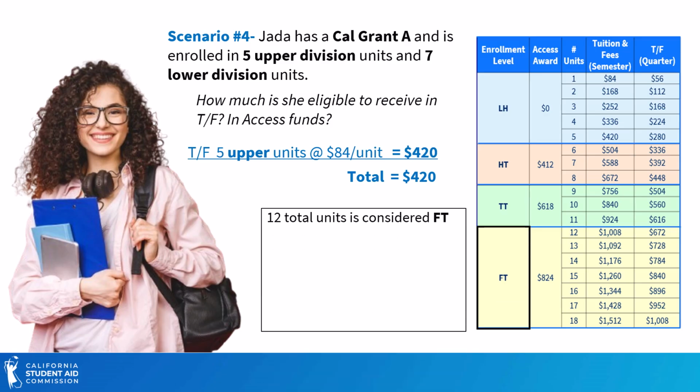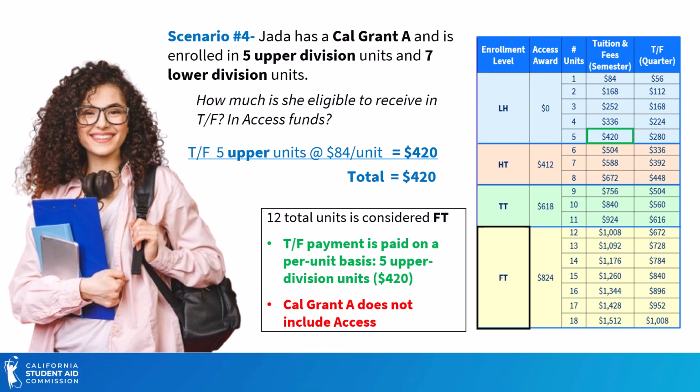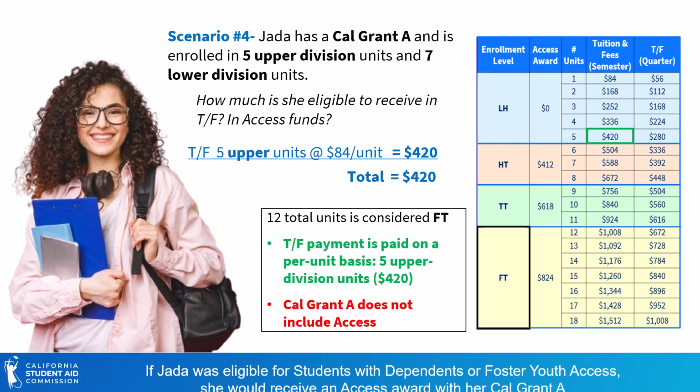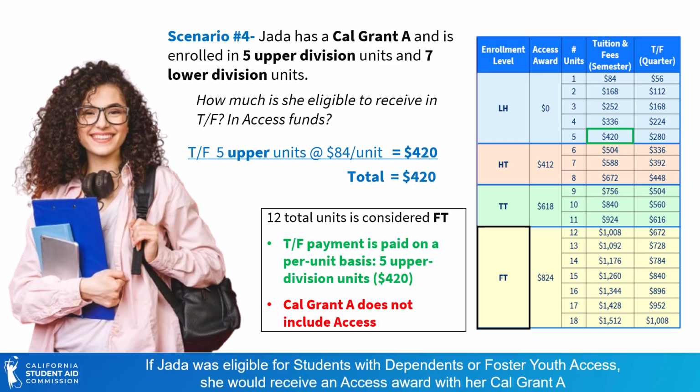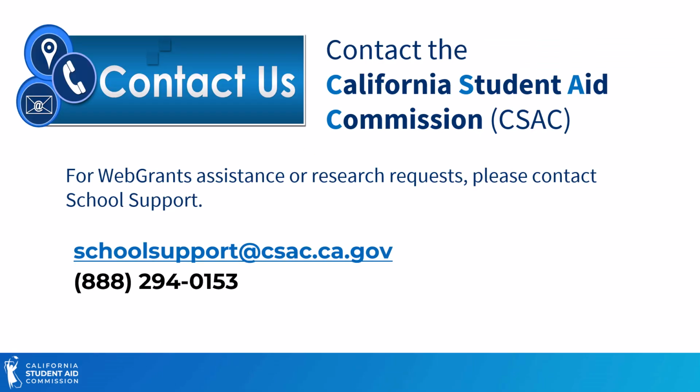We'll report her full-time status, and then we'll report that tuition and fees payment. But why does she not have an access award? That's right. Cal Grant A does not include access. Now, if Jada was eligible for Students with Dependents or the Foster Youth Access Award, she would have received an access award with her Cal Grant A.